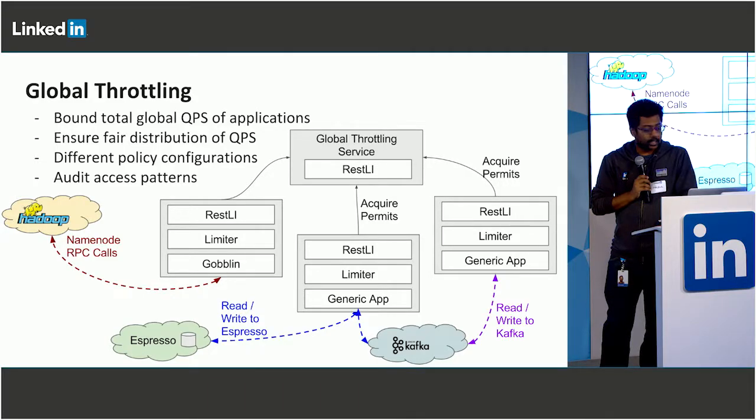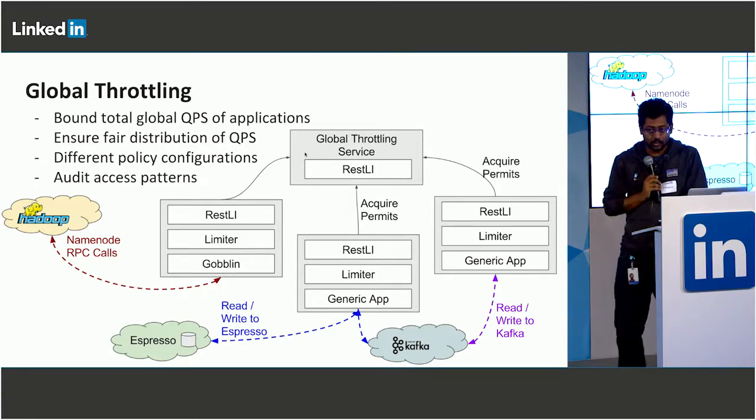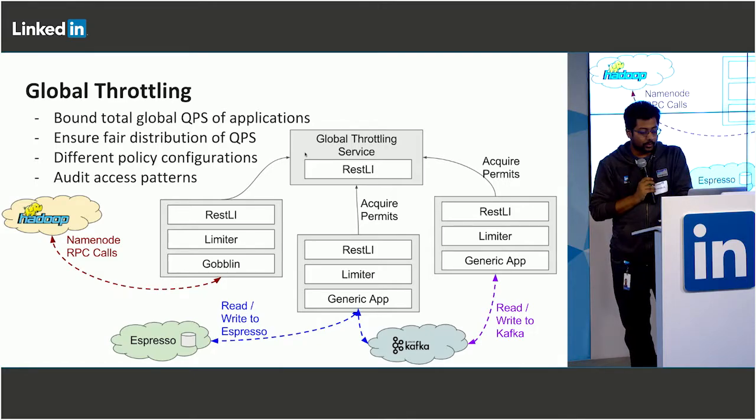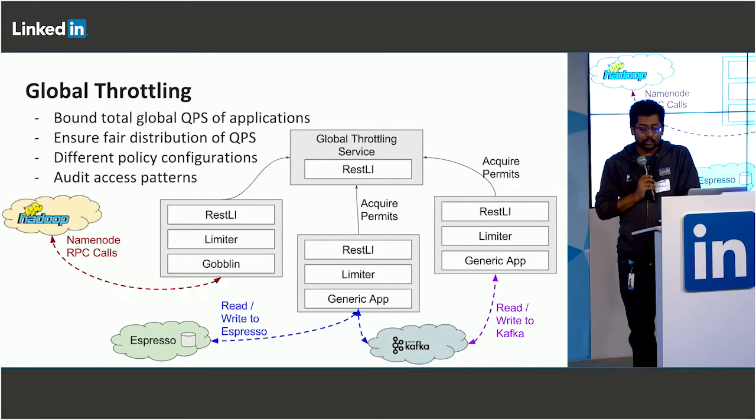Then another major thing that we have worked on recently is implementing global throttling. What it does is it provides a centralized place using which you can bound the total QPS of all the applications that you have in your ecosystem, so that different applications running within your infrastructure can just talk to that throttling service, and that throttling service can control the amount of QPS each application is using to talk to one of the resources that you want.